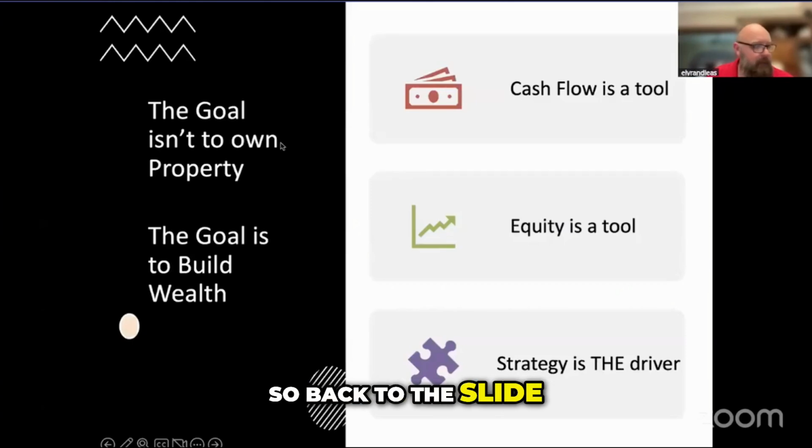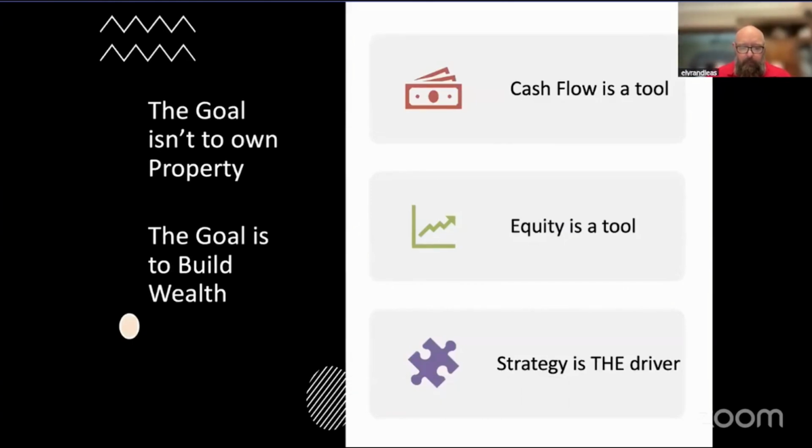All right, so back to the slide. So really this is kind of the end of it. It's pretty quick little training here. Remember, the goal isn't to own properties. The goal is to build wealth.